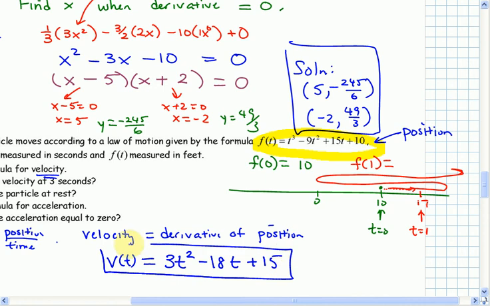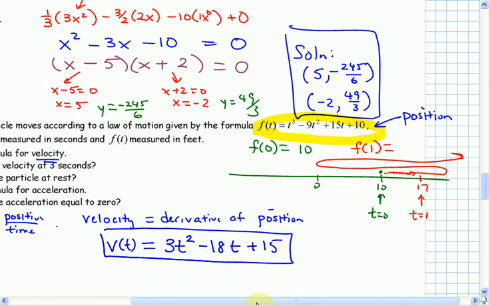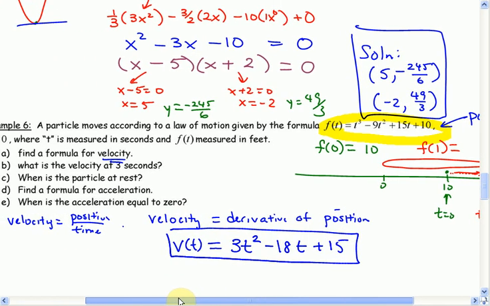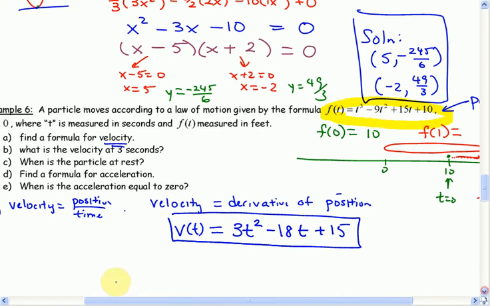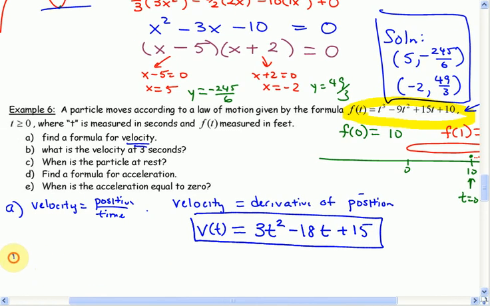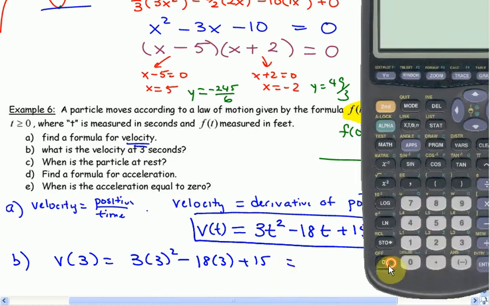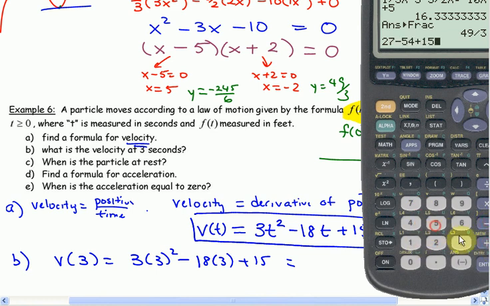So now, knowing this, can you answer part B for me? Part B just says, what is the velocity at 3 seconds? So meaning at the time of 3 seconds, how fast is it traveling? So we'll just plug in 3. Yep. 3 times 3 squared minus 18 times 3 plus 15. 3 times 9, 27. 27 minus 54 plus 15. Negative 12.